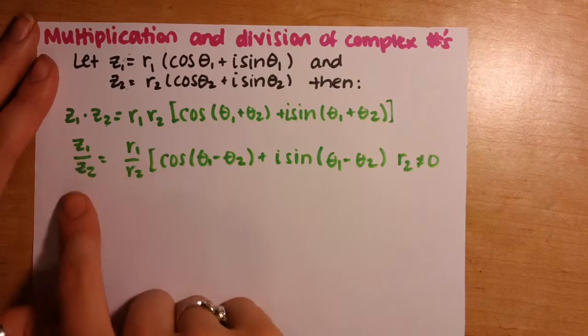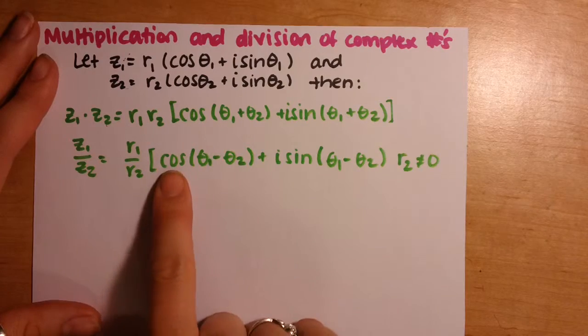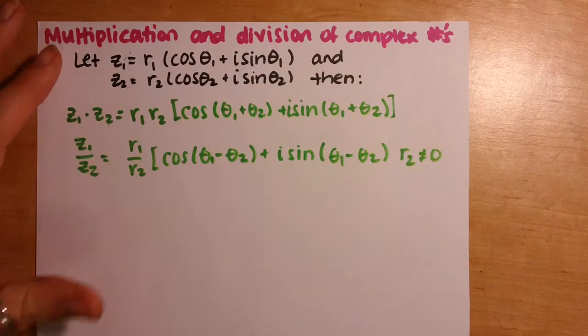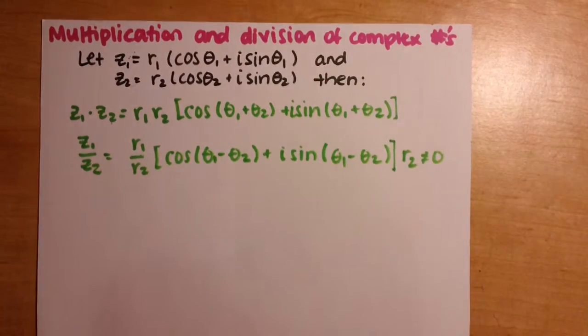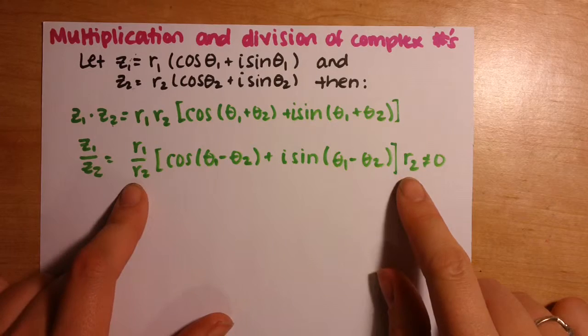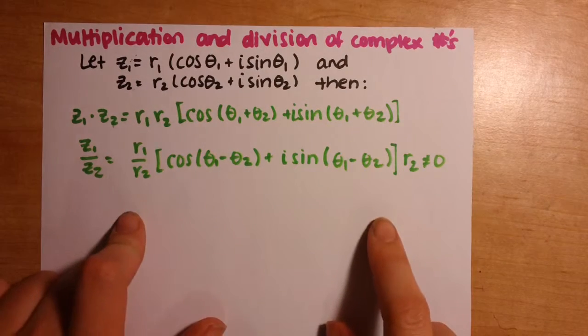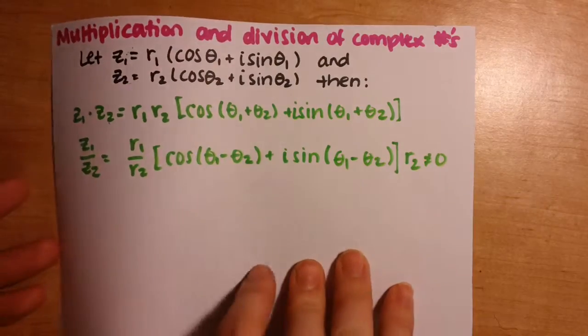To divide them, z1 divided by z2, you're going to take r1 over r2, and you'll be multiplying this by the cosine of the difference of the angles plus I sine of the difference of the angles. And here, r2 cannot equal 0 because you cannot divide by 0. Again, this one too, we will also derive in class to see where it comes from and how it works. So let's try some practice problems.